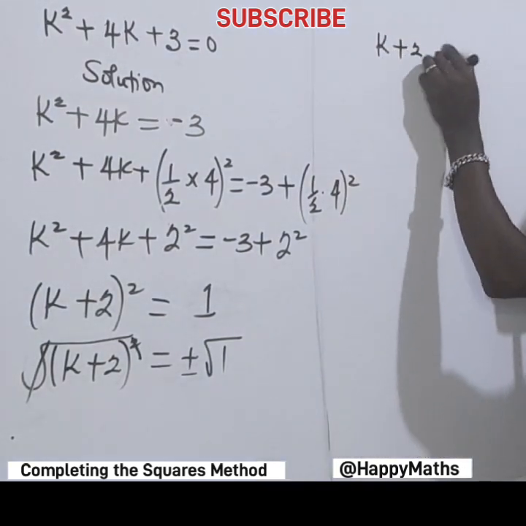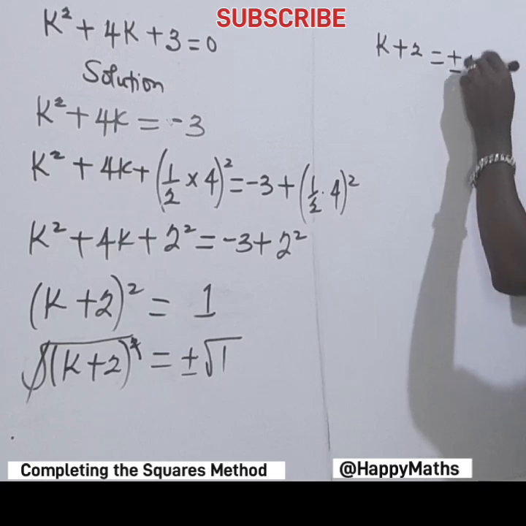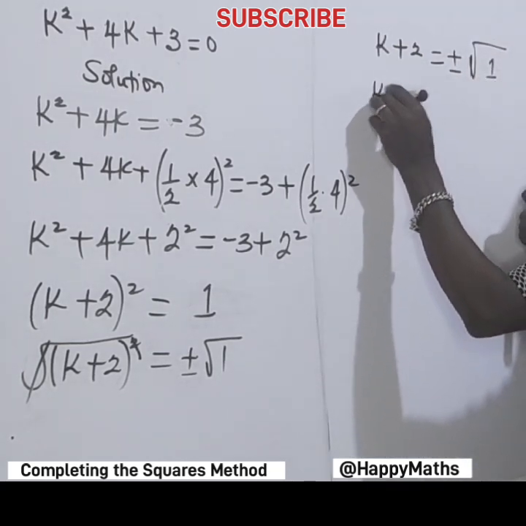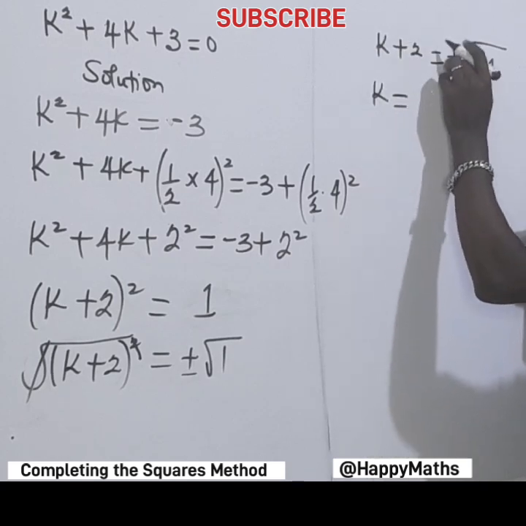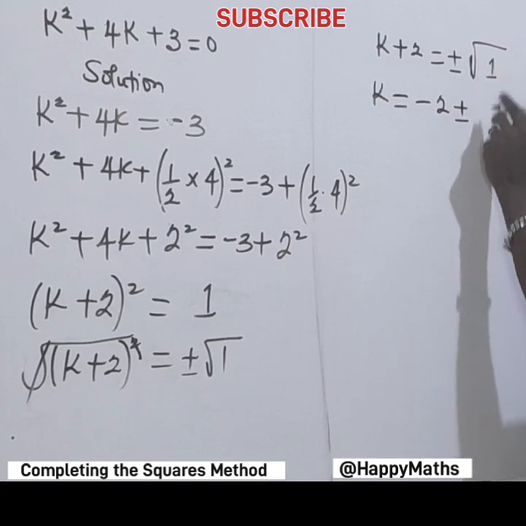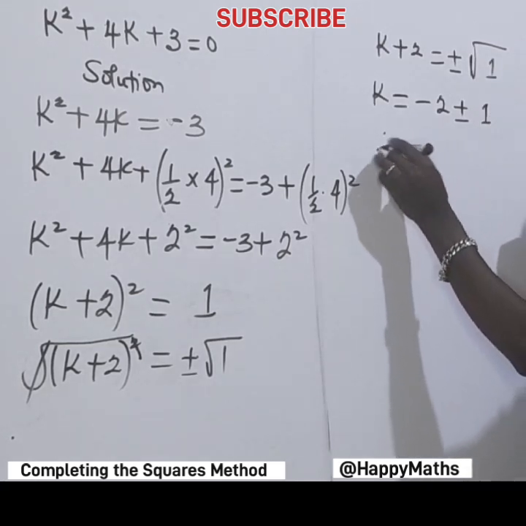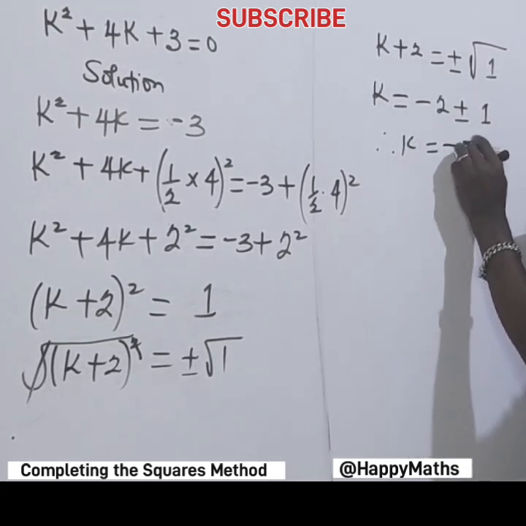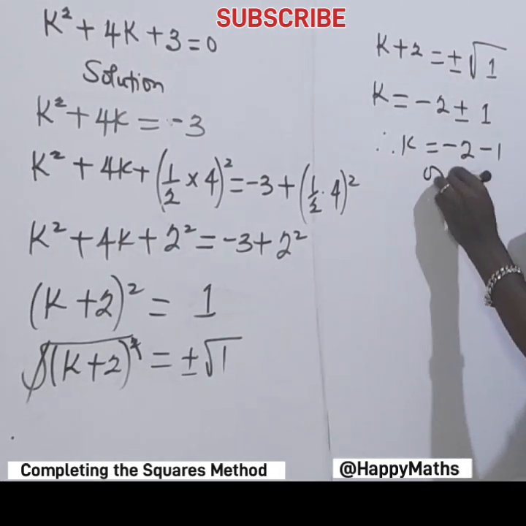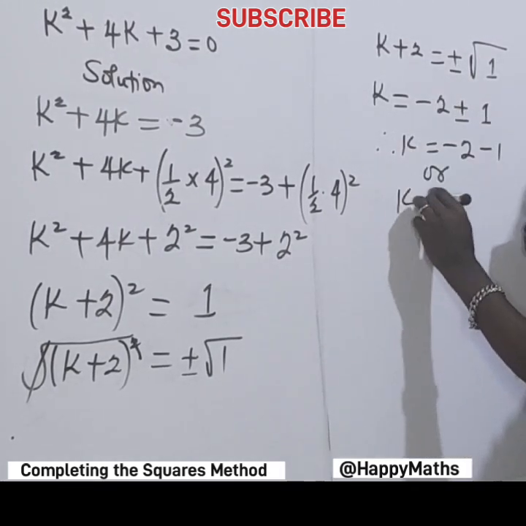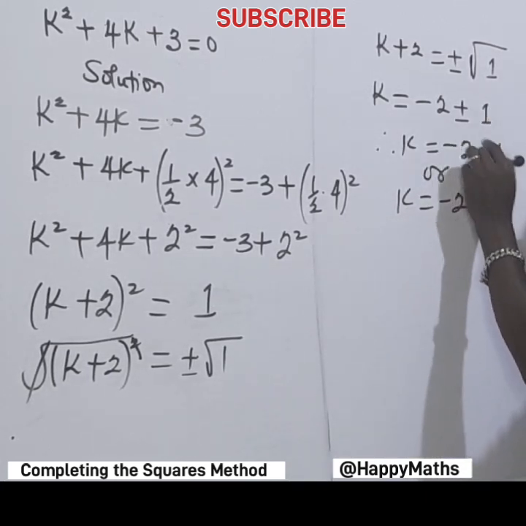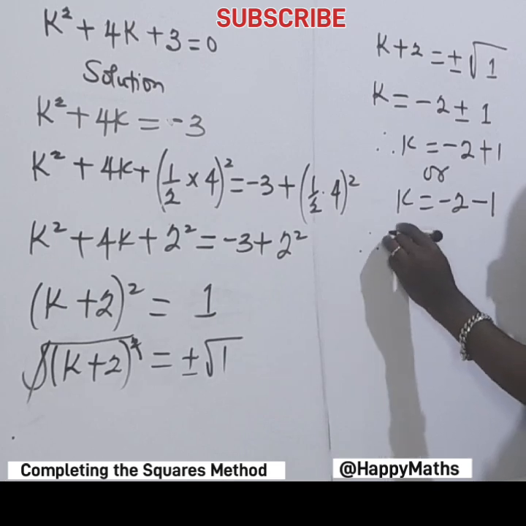Then this will give us k plus 2 equal to plus or minus root of 1. Now, from here, we have k equal to -2, transposing the positive to be negative, plus or minus 1. The root of 1 is 1. Therefore, k is equal to -2 positive or negative 1. Or, again, k is equal to -2 plus 1 or -2 minus 1.